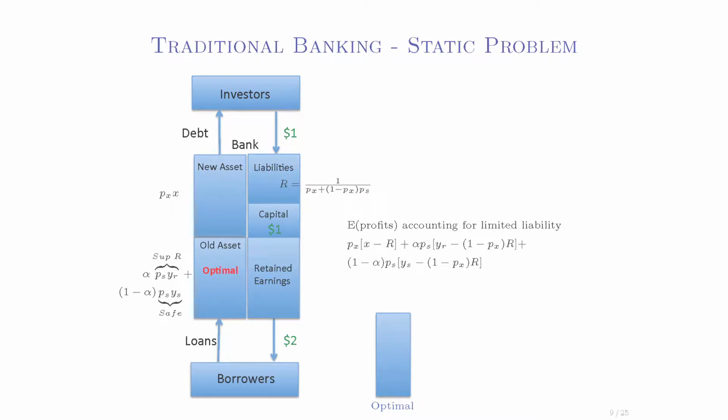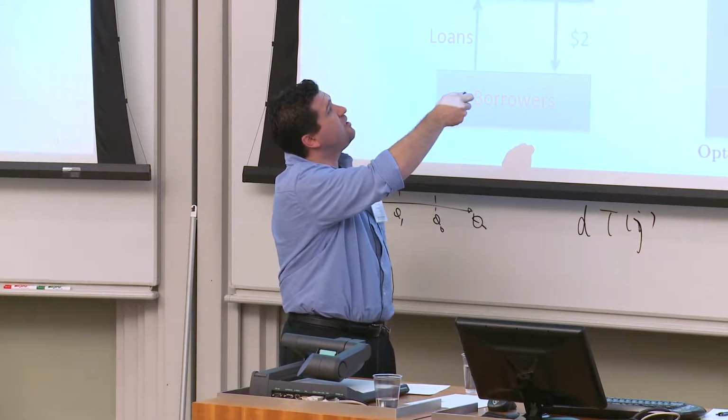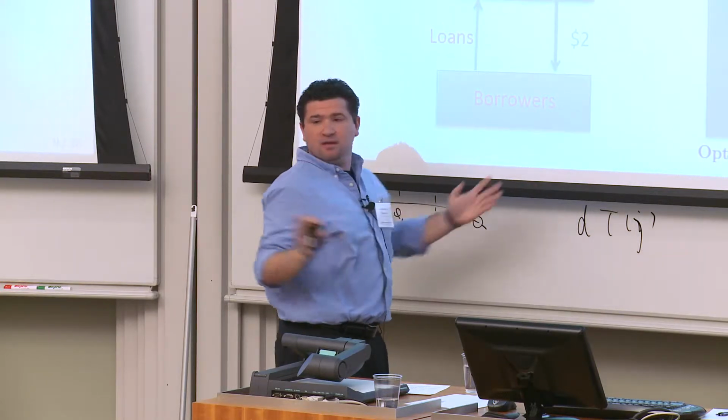Since the probability of success of the old asset is always PS, how much will investors charge in this situation? Well, they're going to break even. The interest rate that they're going to charge is how much money they put, $1, divided by the probability of getting their money back. If the new asset succeeds, they get the money. If the new asset fails, they get the money if the old asset succeeds. Fine? So far, so good.